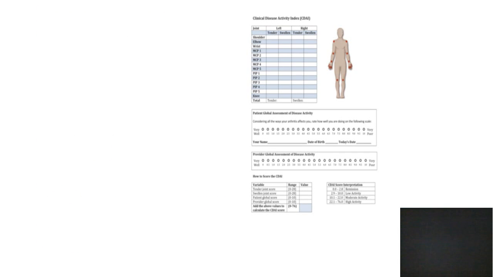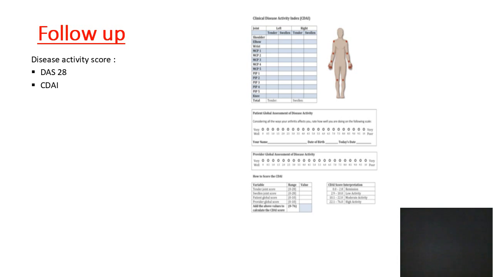And therefore, we advise the patient for regular follow-up of the disease activity, which can count the number of painful or tender joints, the pain degree, and the inflammatory markers, and the most commonly used is the DAS28 score. Also, the CDAI is a good disease activity score that can be used in the clinics. It doesn't need any lab.